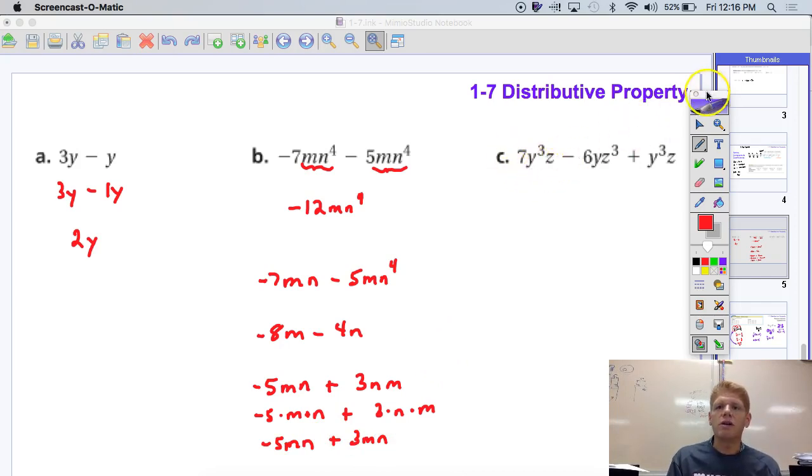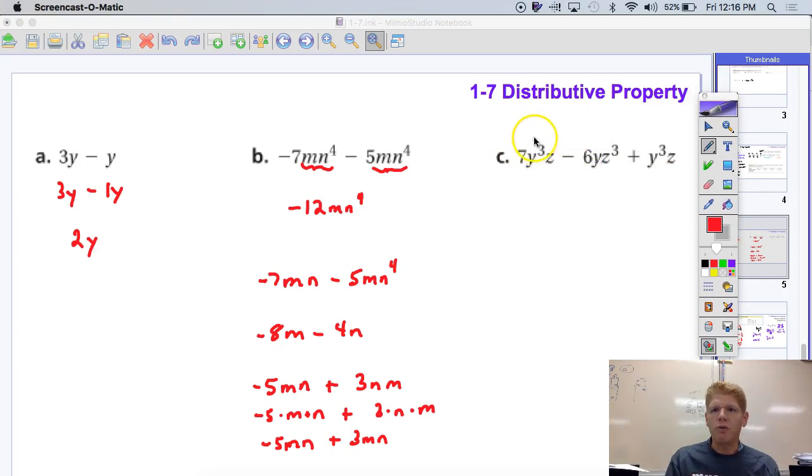Let's take a look at this one over here. We've got to combine these like terms. Well, y to the third times z, yz to the third, and y to the third z. Well, these two appear to be the same, y to the third z and y to the third z. So 7 plus 1 y to the third z, that would be 8y to the third power z. There's nothing I can combine that 6yz to the third with, so I just have to leave it alone. 6yz to the third. And that, again, is all there is to it. If you understand those concepts, no problem.